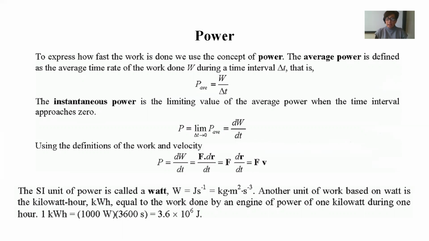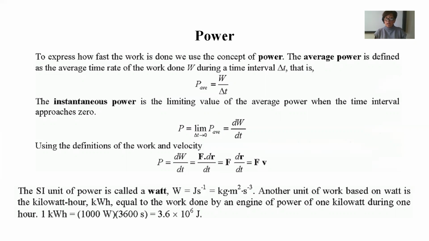The SI unit of power is called the watt. 1 watt equals 1 joule divided by second. It may also be expressed as kilogram multiplied by square meter divided by cube second.